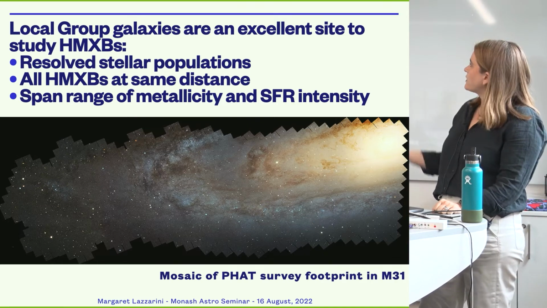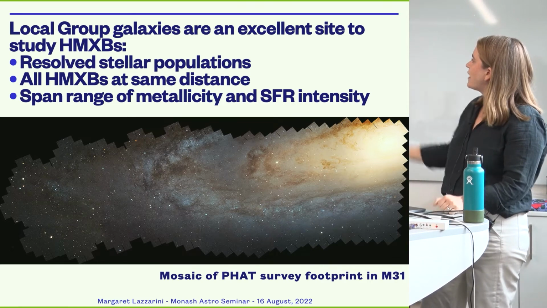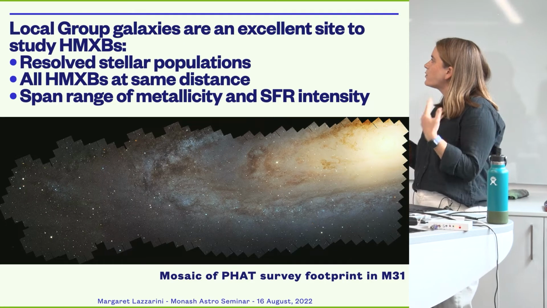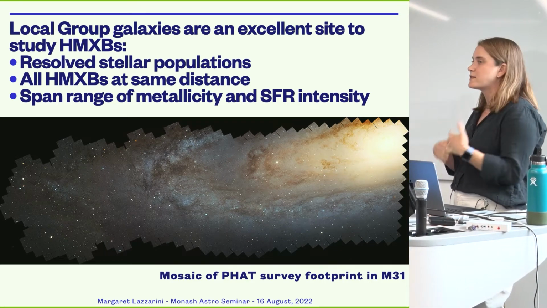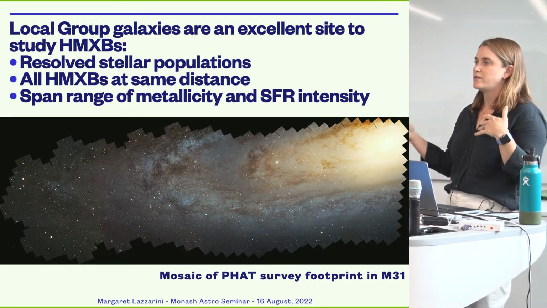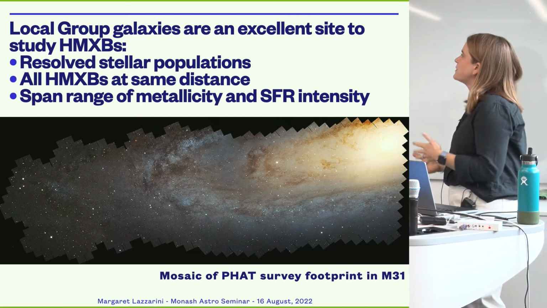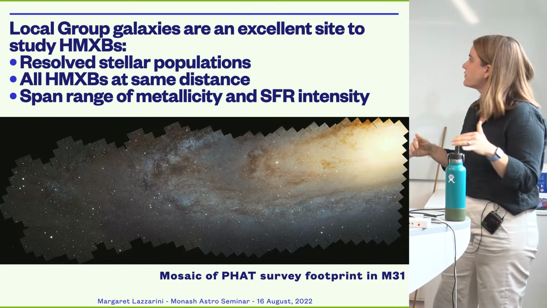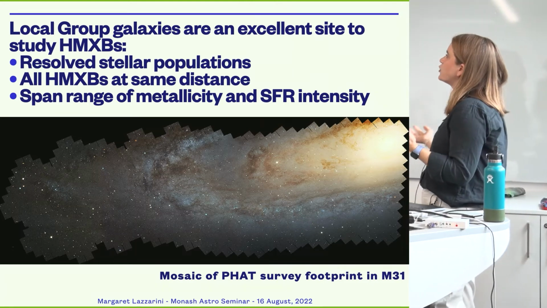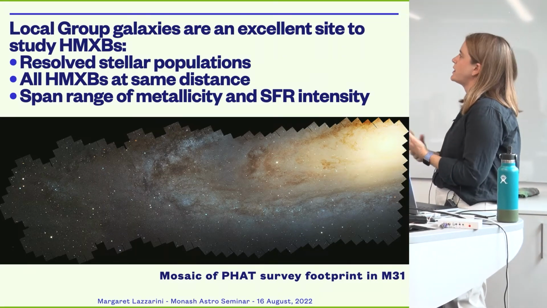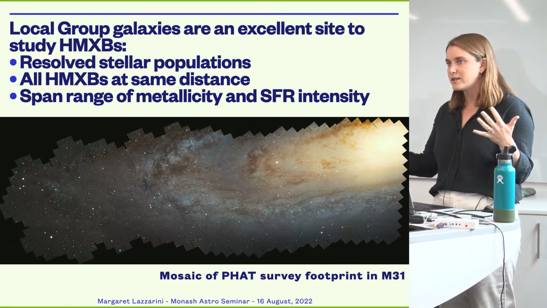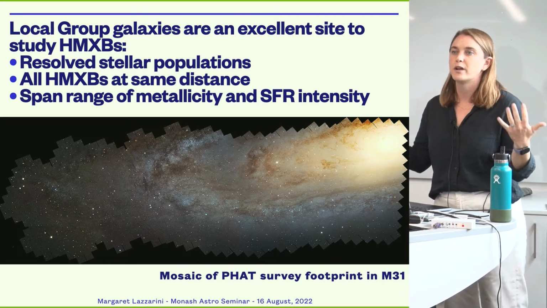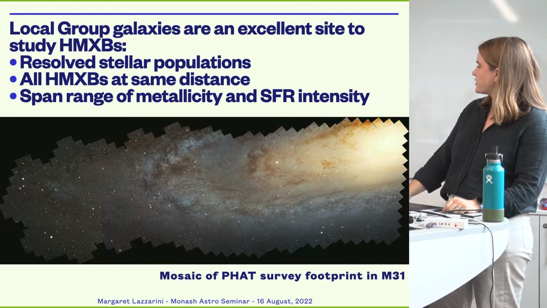So in local group galaxies, because we have these resolved stellar populations, we have a whole system of high-mass X-ray binaries at the same distance, which alleviates some of the issues with observing these systems in the Milky Way, where you're looking through the disk of our own galaxy. And these local group galaxies also span an interesting range of metallicity and star formation rate intensity to allow us to probe different stellar environments in which these systems formed.